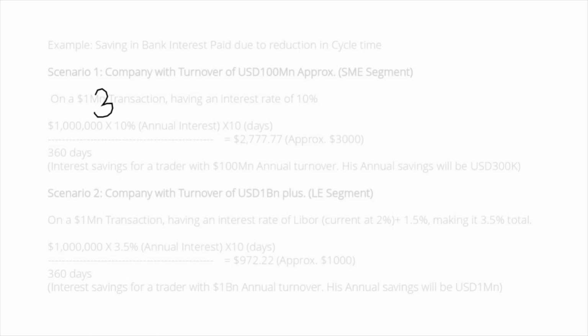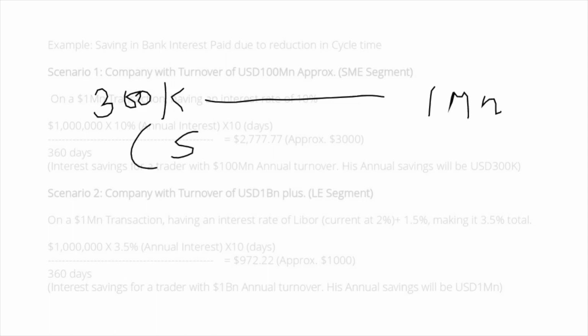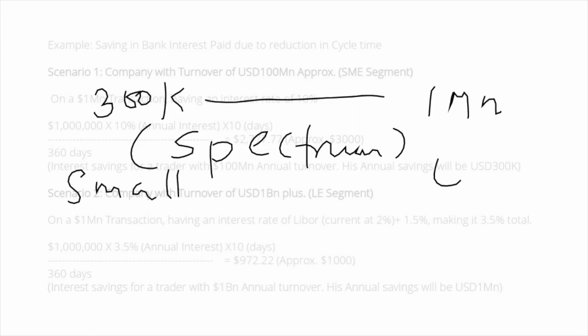from 300K to 1 million savings across the spectrum, from small traders to a large enterprise. So if you look at the spectrum, there is a capability on the DLT Ledgers platform, which is a post-trade execution platform, for easily being deployable into a small trader or a large enterprise with this kind of savings.